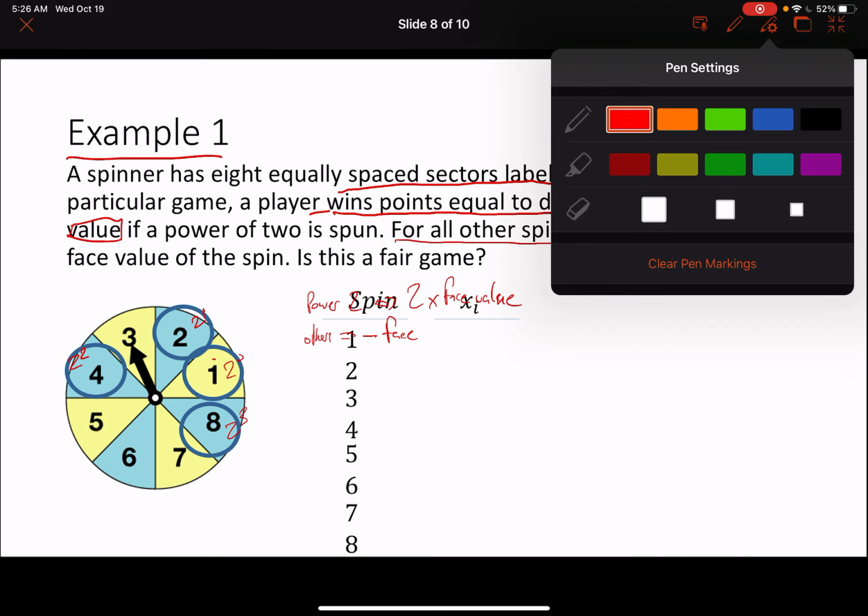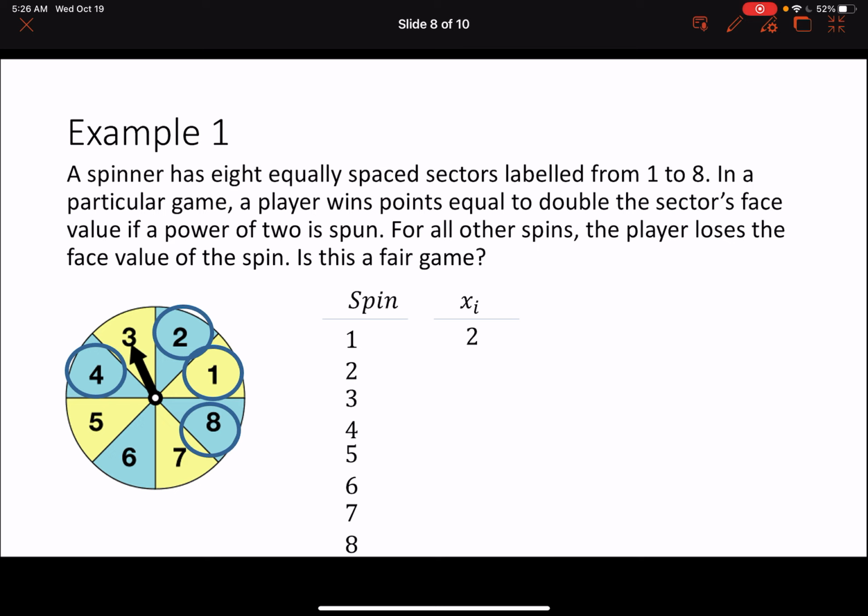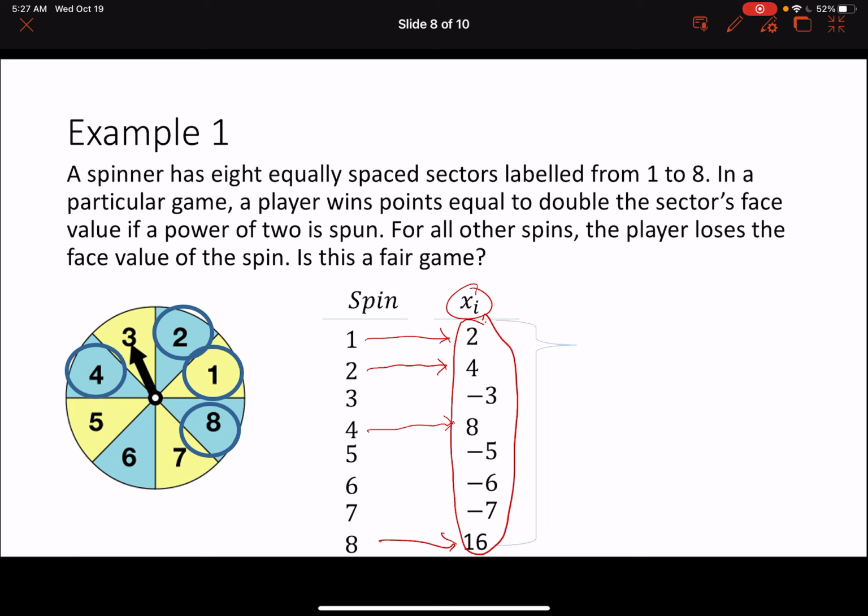For every spin, if I get a 1, I get double the face value, right? This is xi. My xi is points. So if I get 2, I get double. If I get 3, I get minus 3. If I get 4, I get double. If I get 5, minus 5, it's not a power of 2. Neither is 6. Neither is 7. And 8 is a power of 2, so I get double the face value. Okay, so you add up all my xi and multiply it by 1 over n.